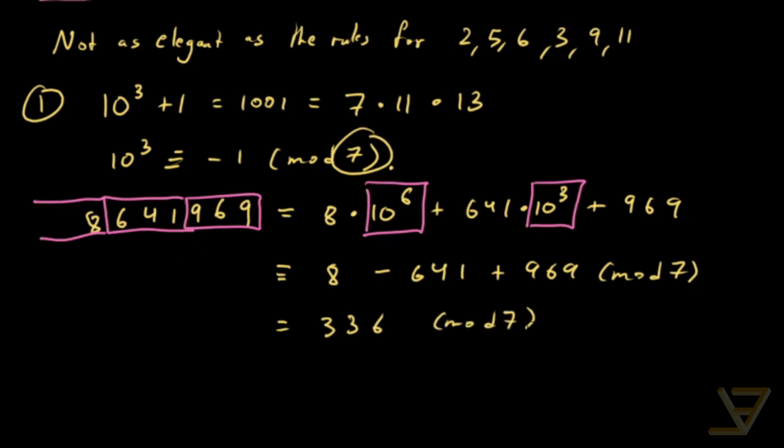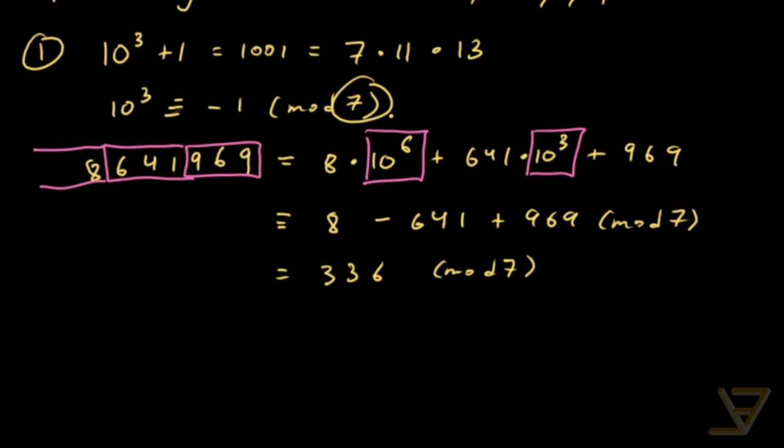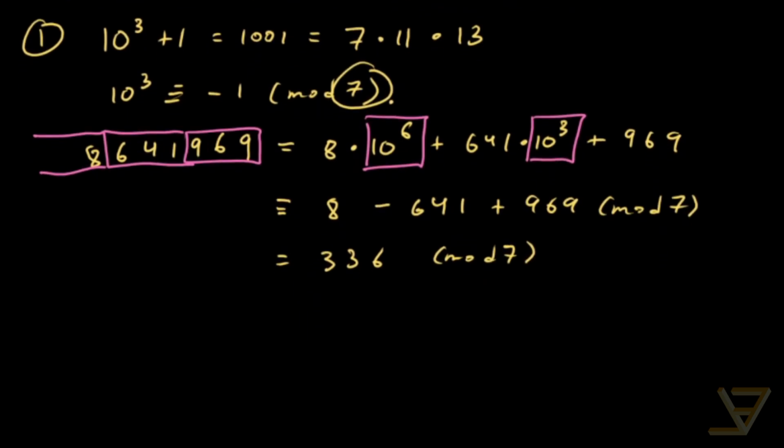And at this point, it's not entirely unreasonable to just do long division. You can do long division and find that 336 is equal to 7 times 48. But you might be wondering, is there a way of even avoiding this long division? And the answer is yes, and that brings us to our second divisibility trick for division by 7.